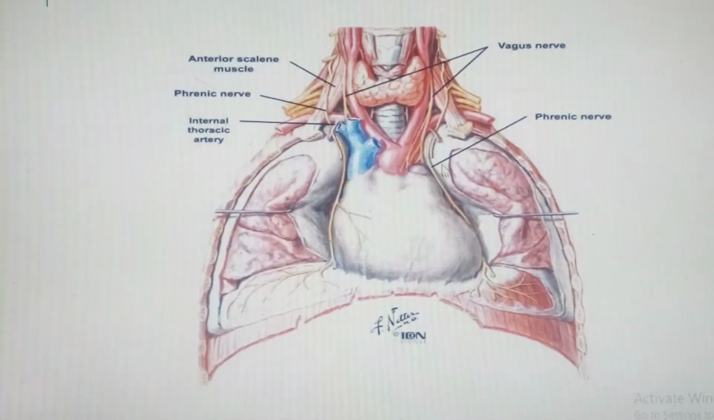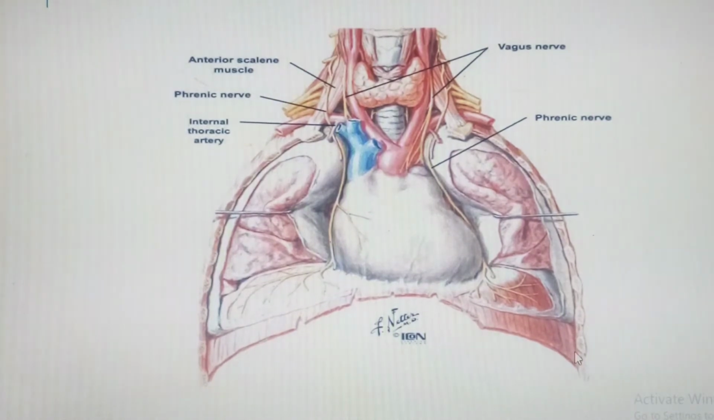So this is an important relation that we have to know. If the phrenic nerves are severed, it will not only affect breathing mechanisms, but it also affects the sensory function of the pericardium.